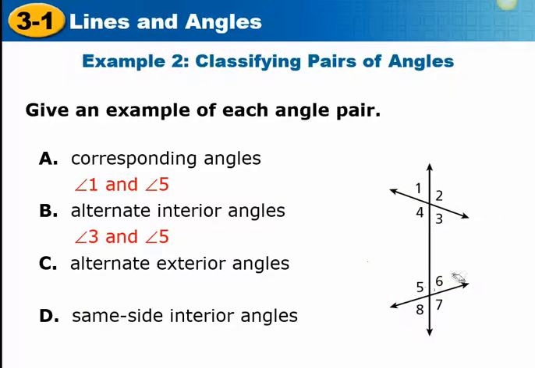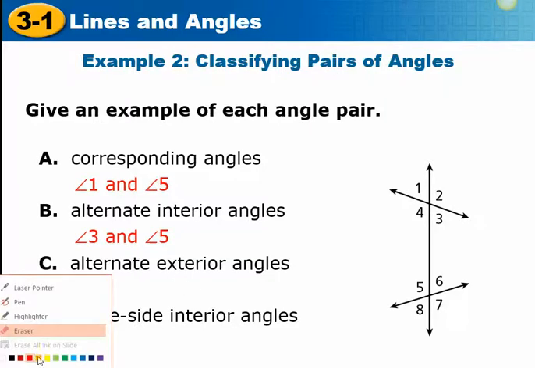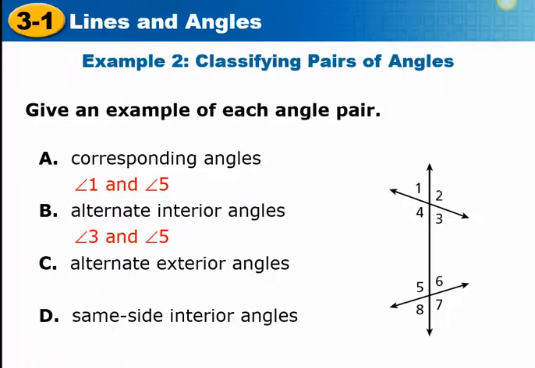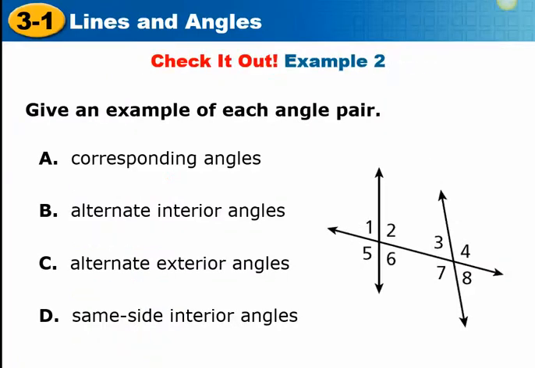And then the next one is alternate exterior, again, not as many options for that one. We could do 2 and 8, because they're opposite sides of the transversal and outside of the lines, or you could do 1 and 7. And same side interior, we could only do 3 and 6, or 4 and 5. Those are our only choices there. And if it says to give an example, you only have to find one. This is for you to do some extra practice. If you want, pause the video, try it out, and then check your answers.